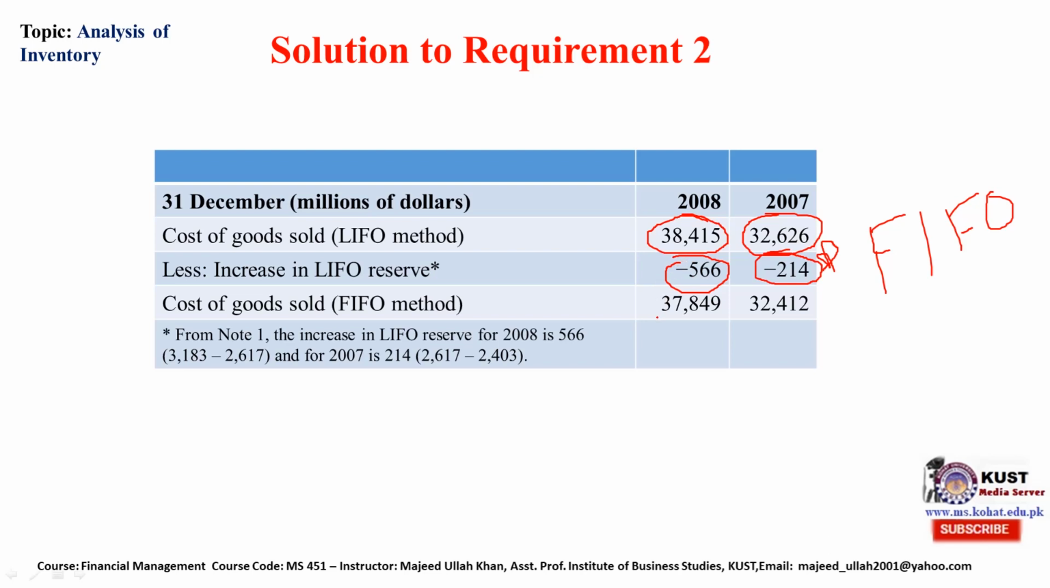So cost of goods sold under the FIFO method is reduced to 37,849 and 32,412. Now, how is this amount calculated? From 2006 to 2007 it increased by 214, and this is 2008, where the deduction is 566. So an inventory increase from one year to another under the FIFO method means that this amount has been shifted to inventory, while cost of goods sold will have to be reduced compared to the LIFO method.